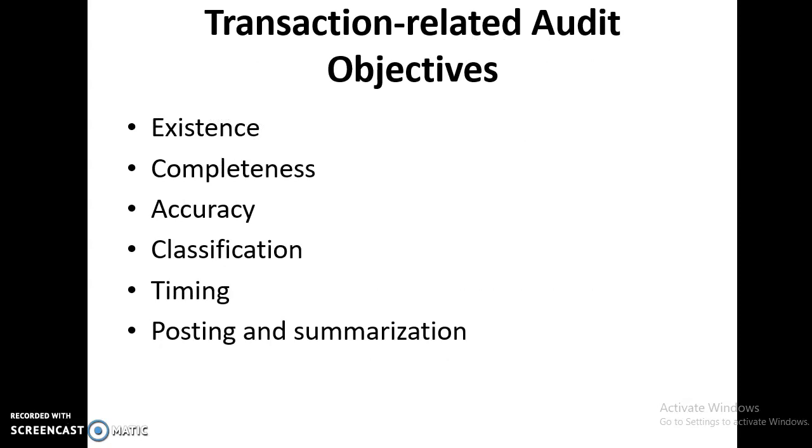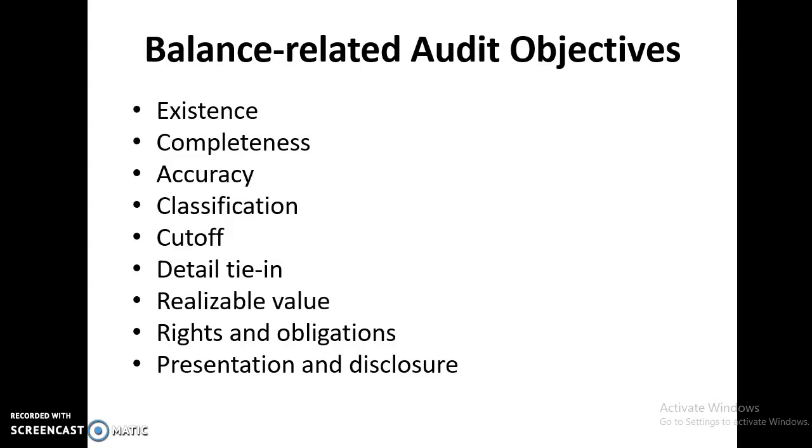Now we go to the transaction-related audit objectives. Again, these are the assertions that we need to satisfy: existence, completeness, accuracy, classification, timing, and posting and summarization. But when it comes to balances, we have more assertions that we need to satisfy, such as cut-off, detailed tie-in, realizable value, rights and obligations, and presentation and disclosures. You don't have to worry at this stage, because when we discuss topics related to each cycle, we will see these subtopics clearly.